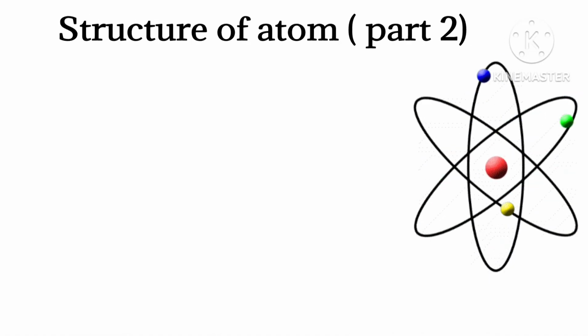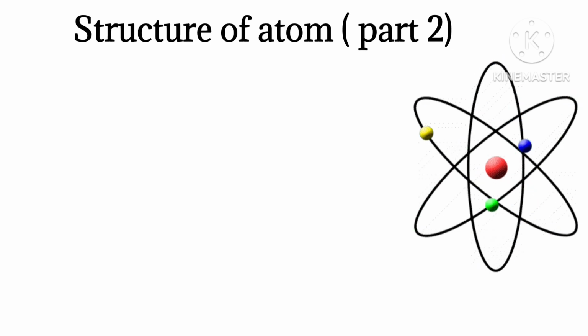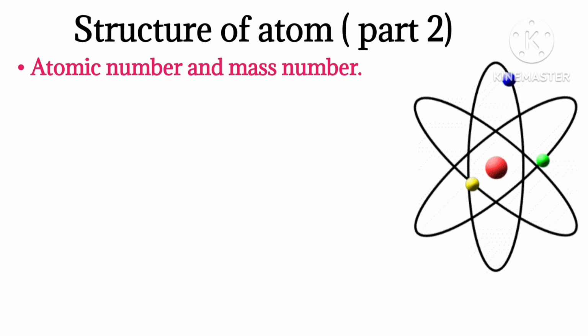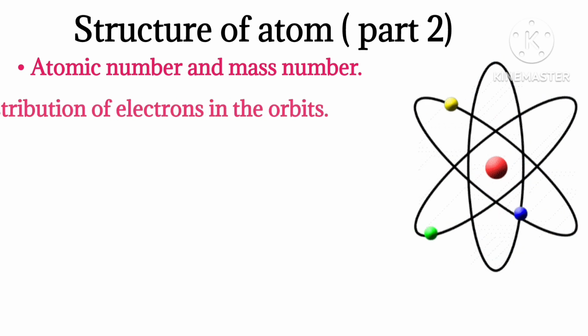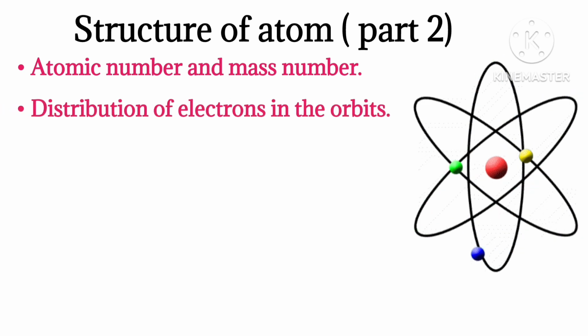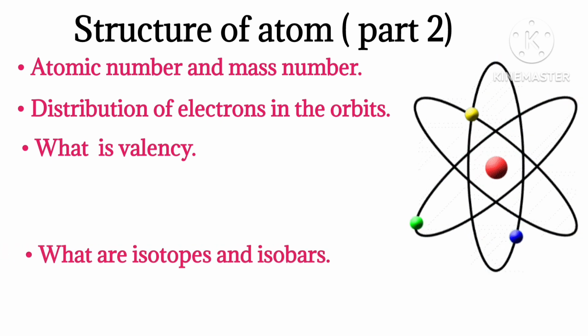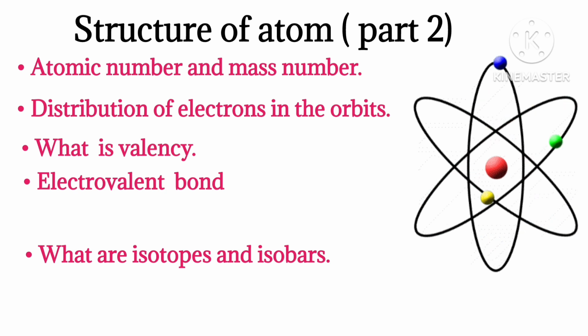Structure of atom part 2. In this video we are going to learn atomic number and mass number, distribution of electrons in the orbits, what is valency, what are isotopes and isobars, electrovalent bond and covalent bond.